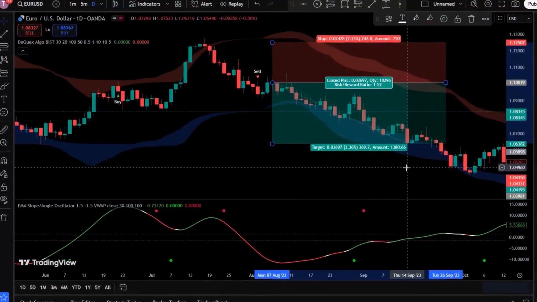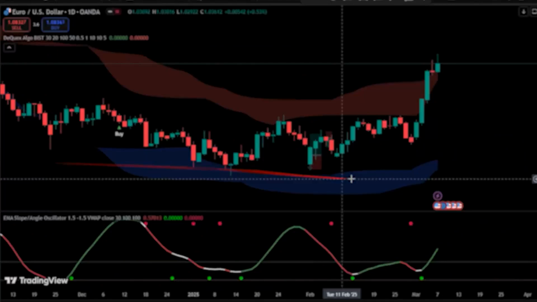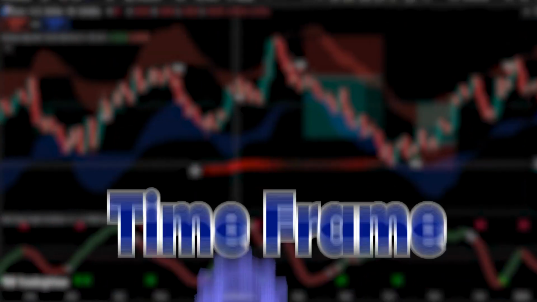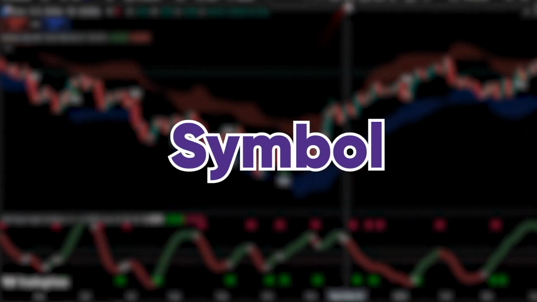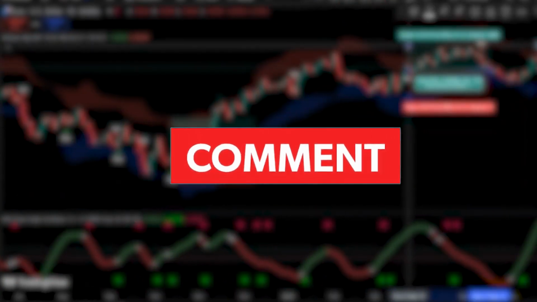Now that you have learned this strategy and seen how it works in different time frames, it's time for you to try it yourself. Don't forget to adjust the settings according to the time frame and symbol you are trading. Let me know in the comments what time frame gave you the best results.